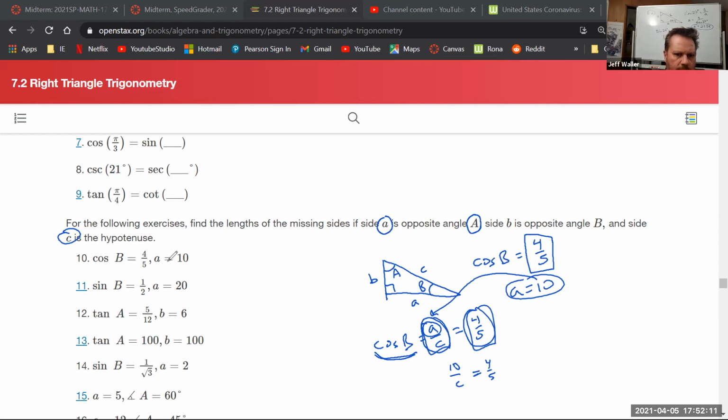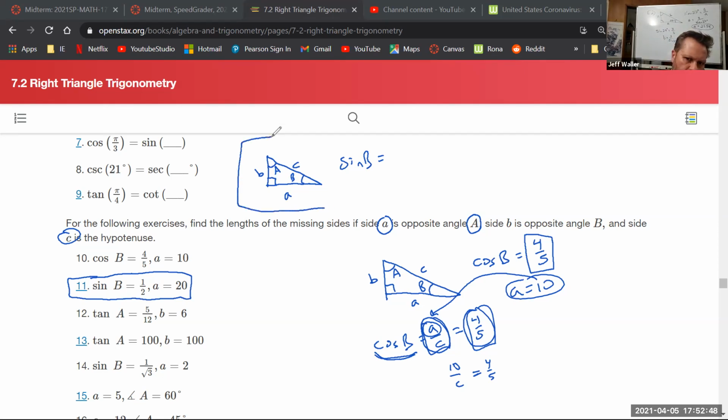Let's try another problem out. Look at number 11. Take a minute, try to draw that triangle out. What I would highly recommend, like what I did with this triangle, is I didn't put the value of A in the triangle yet. So you can pretty much just use this setup. And then they tell me sine of B. Right, so what is sine of B equal to from the triangle?